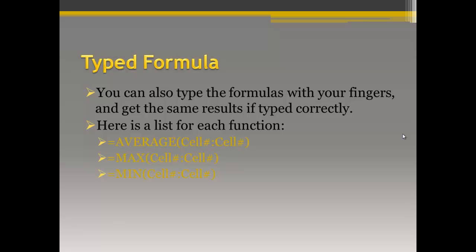There are many other ways to make sure the formula appears. One of them is that you can type it directly into the keyboard. The list of the formula goes as follows. Hit the equal sign and type average, parentheses, the cell numbers you wish to calculate, then close the parentheses. Do the same thing for the following: equals, then type in max, then parentheses, cell numbers, and the same thing for min: equals, type in min, and parentheses, the cell numbers as follows.